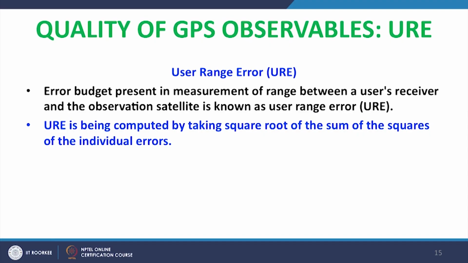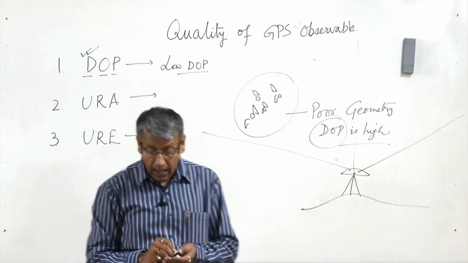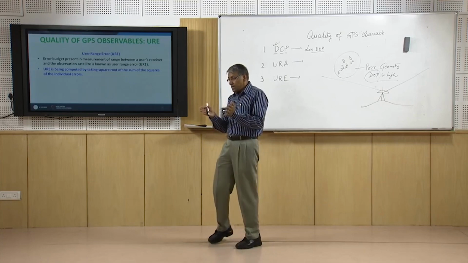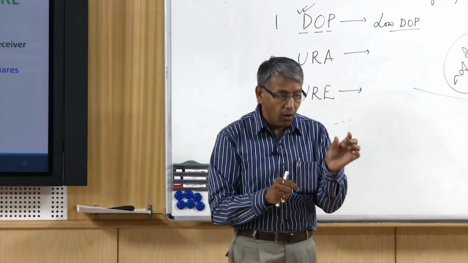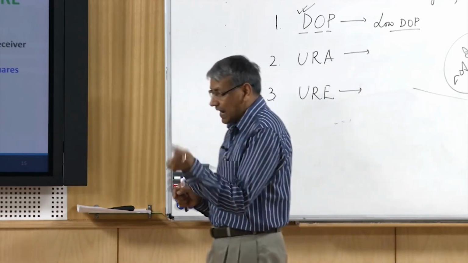Next, another parameter which is most popularly used is called URE, user range error. It is a quantitative parameter which we compute by taking the square root of the sum of the squares of individual errors. Actually errors are taken as their effects on the range measurement. So how much is a particular error causing error in the range measurement? That is taken.